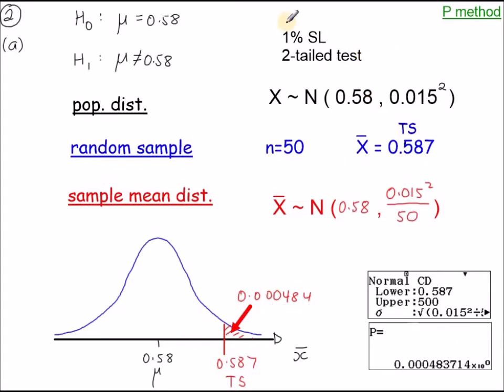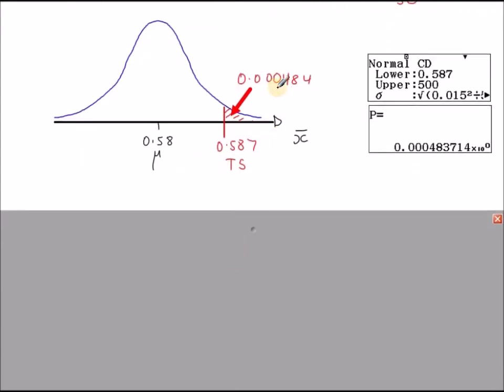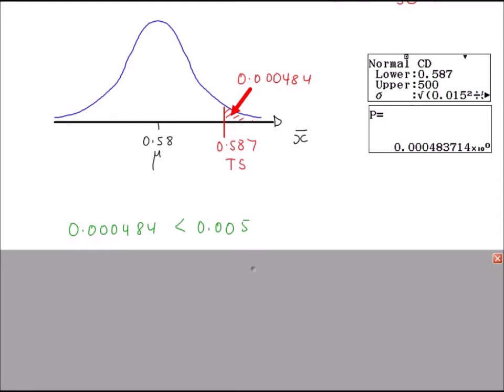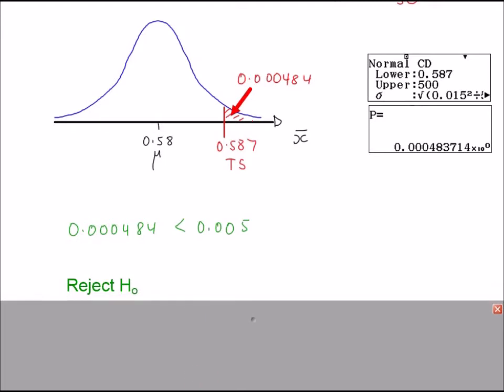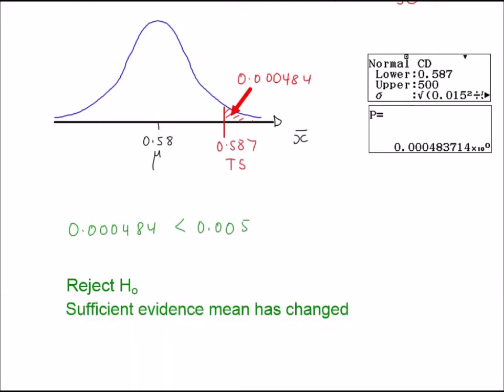Now in a two-tailed test, we have to split the significance level into two equal parts. So 0.5% on one side, 0.5% on the other side. So we're going to compare our probability here with 0.5% and not the 1%. I'm using probabilities, so I'm not going to use percentages in my comparison here. So that probability compared to 0.005, which is your 0.5%, this is smaller than 0.005, so we're going to reject H0, which means there's sufficient evidence that the mean has changed.